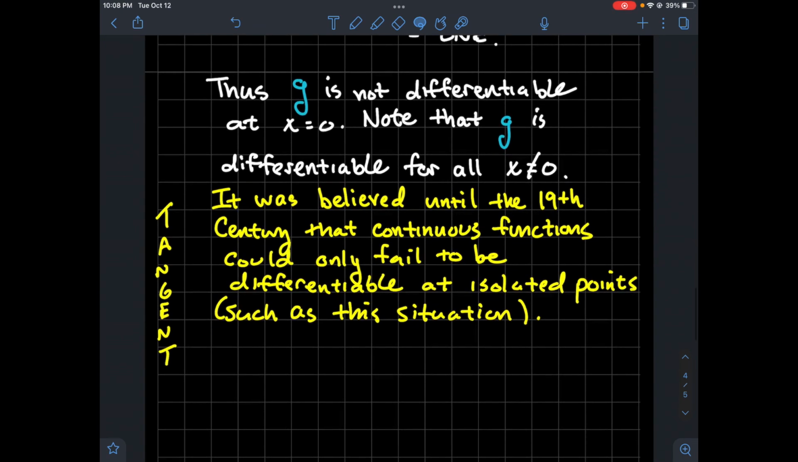As a tangent, it was believed until the 19th century that continuous functions could only fail to be differentiable at isolated points.